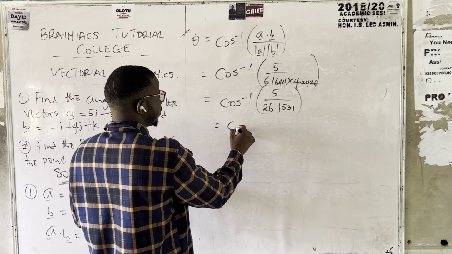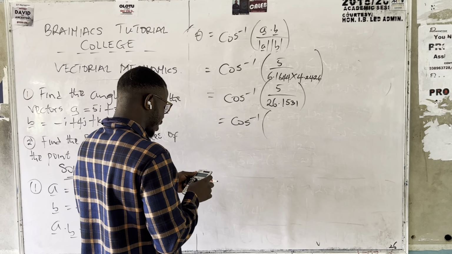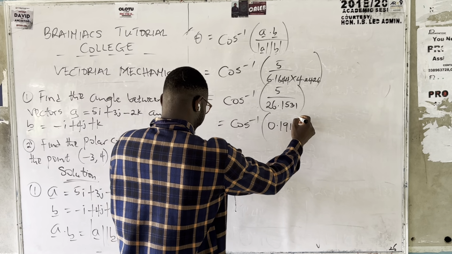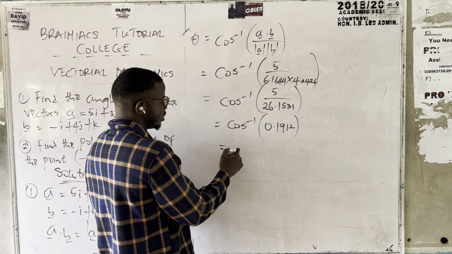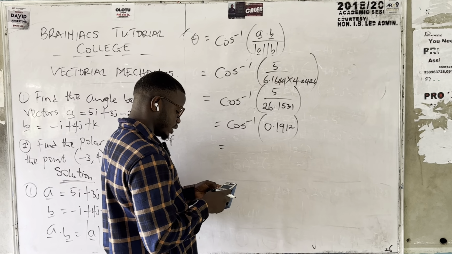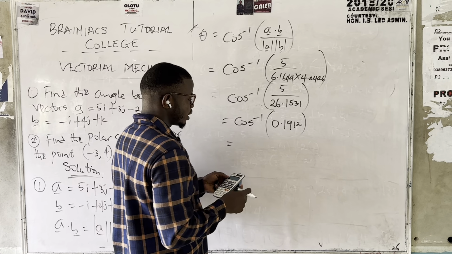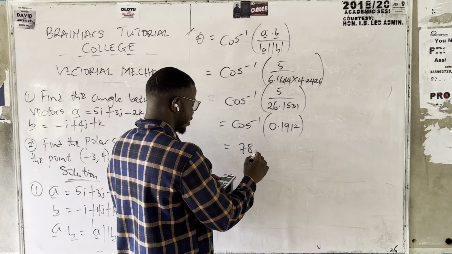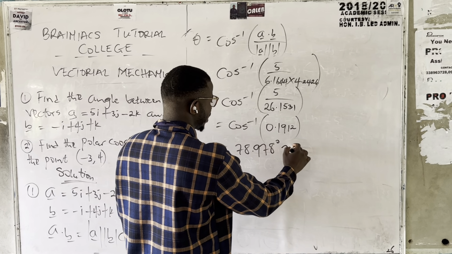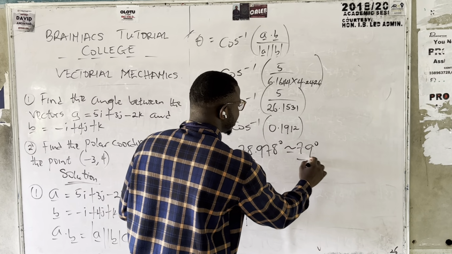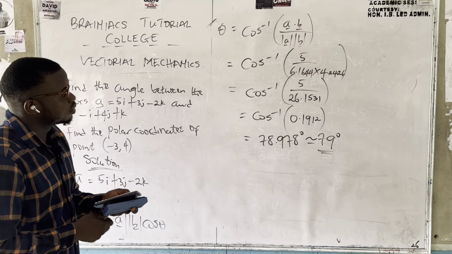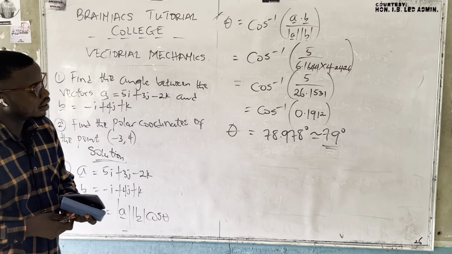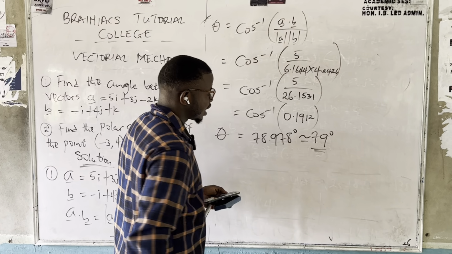So this one is 26.1531. Then we have cos inverse of 5 divided by the answer. That's 0.1912. What I need to do next is press shift, then cos, 0.1912. That will give us 78.978 degrees, or we can approximate this to 79 degrees, depending on the option. So this is the value of theta: theta equals 78.978 degrees, which can also be approximated to 79 degrees.